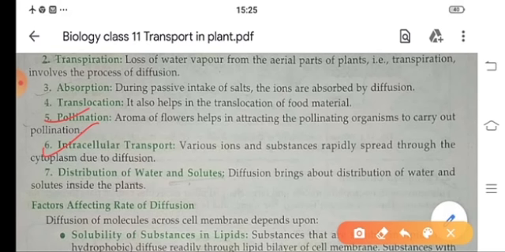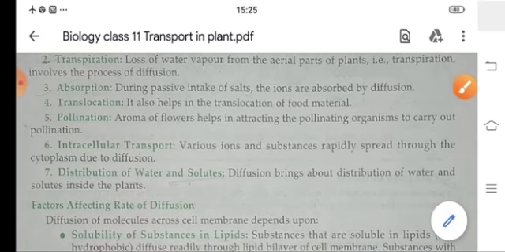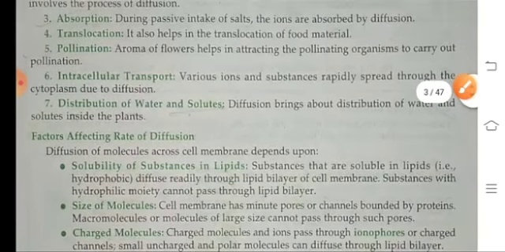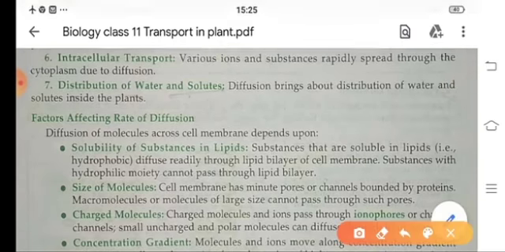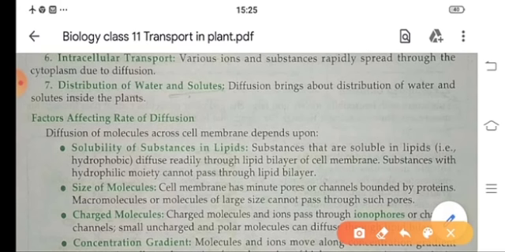Now diffusion is also helpful in distribution of water and solutes. That means whatever solutes and whatever water is absorbed by the plants, it is done by diffusion. So here come the factors which affect the rate of diffusion. That means whether the rate of diffusion increases or decreases. So these are the factors which affect the rate of diffusion.